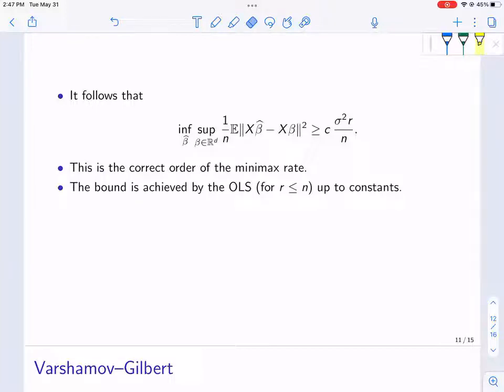Yeah, so what I'm saying is that this is achieved by OLS if the rank is less than or equal to n. If d is bigger than n, and the rank is at most n, you can basically just disregard OLS. You don't need to consider OLS for d. It doesn't matter.